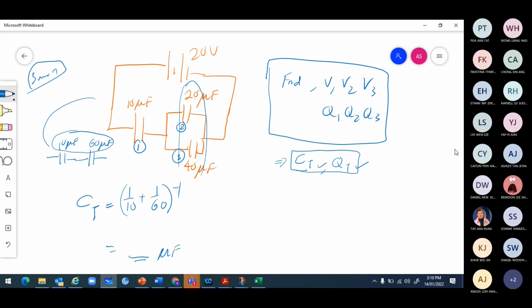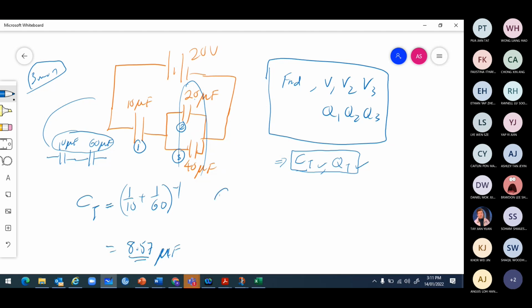Shakil here? Yeah, so the total is 8.57. So the SI unit for farad and microfarad, is it? The SI unit for capacitance is farad. But normally all the capacitance they're going to give in terms of microfarad. You can leave it here as microfarad if you want. So that's your C total.